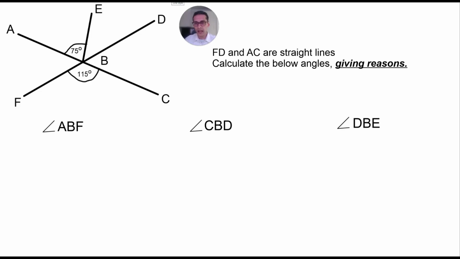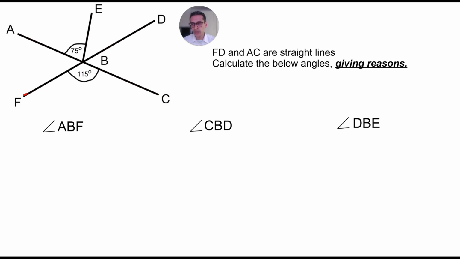So we're going to be looking at slightly harder questions to do with angles around a point. You can see the diagram here is given to us, and we've been given some information about this as well. So the information we have is that FD, which is this line here, is a straight line, and AC is also a straight line. Now EB is straight, but it doesn't extend out. It's just EB, that bit there.